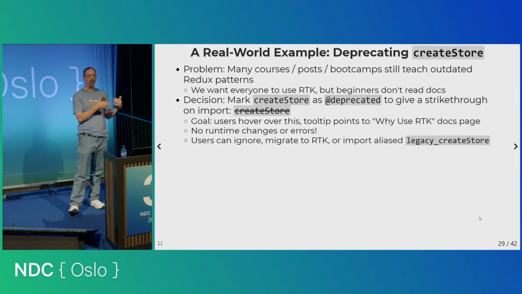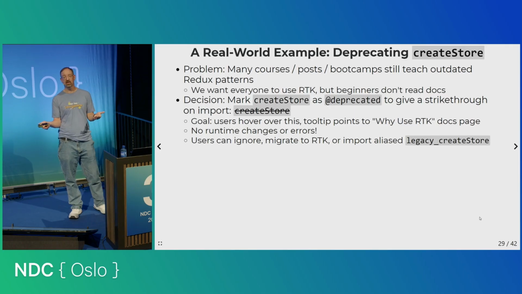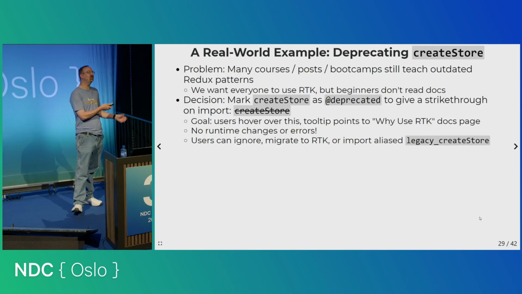And so we're not breaking anything. There's no runtime changes. And ultimately users have the option between ignoring it because it doesn't break anything, or updating to Redux Toolkit, which is what we want. Or I even exported an aliased version, legacy_createStore, that just doesn't have the deprecated attribute. Simple. I'm not breaking anything.